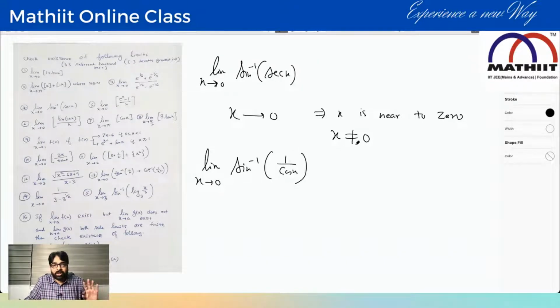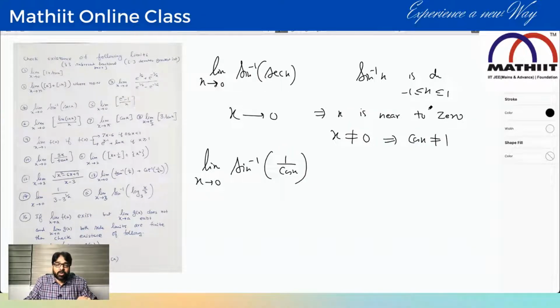Think, x is not 0, so this will not be 1. This indicates cos x is not 1, so surely it will be less than 1. 1 by something less than 1 will be greater than 1. So this quantity is greater than 1, either you are going from the left hand side or from the right hand side. This value is always greater than 1. And sine inverse x is defined only if x is between minus 1 and 1.